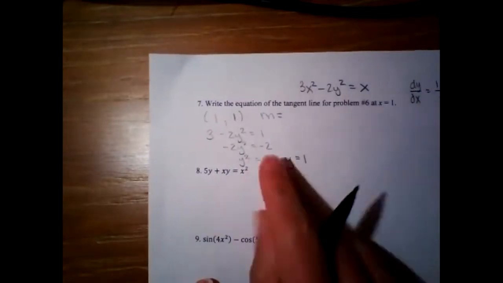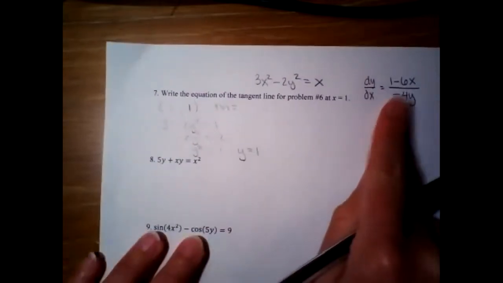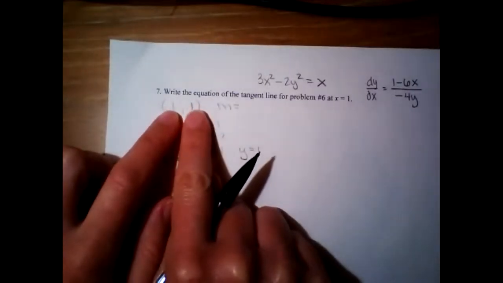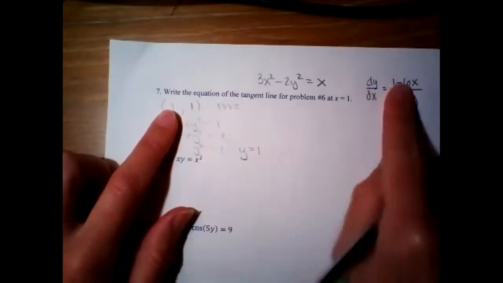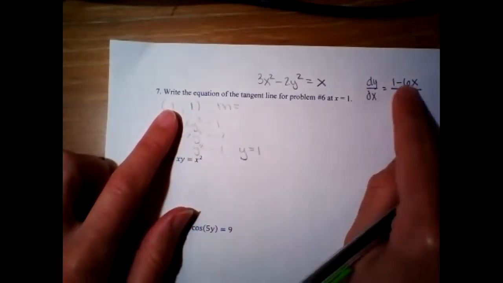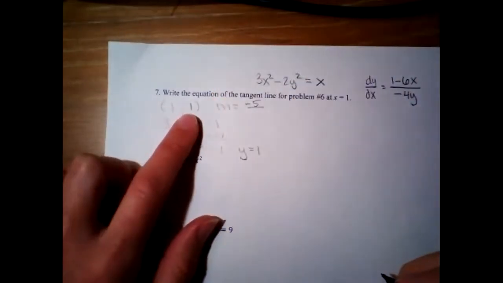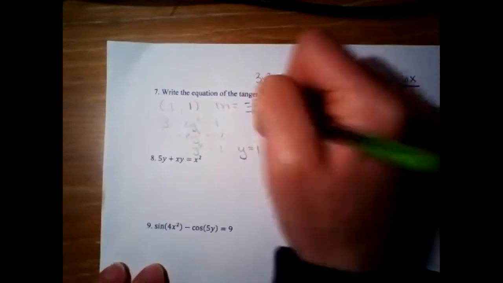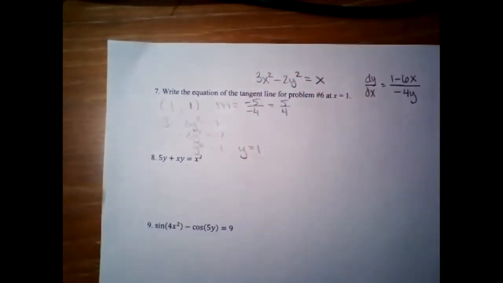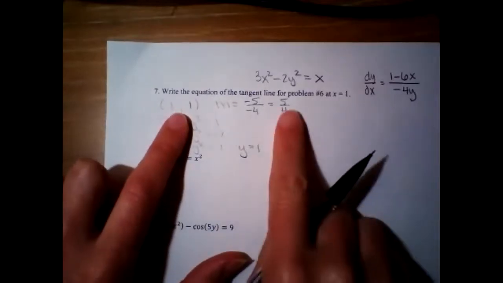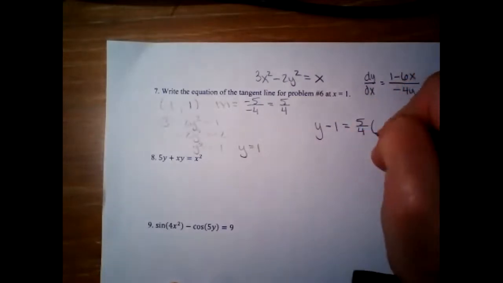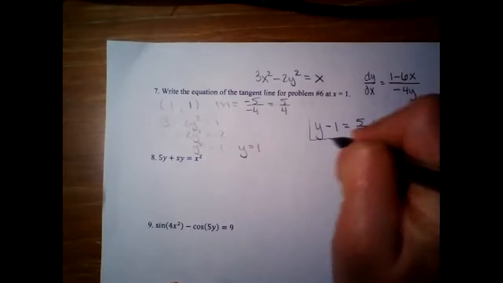All right, so that's our point. Slope comes from the derivative. Remember, derivative means slope. So here's our derivative. So we're going to plug in 1 for x and 1 for y to get our slope. So the numerator, if I plug in 1 for x, that's going to give me 1 minus 6. That'll be negative 5. And if I plug in 1 for y, that'll give me negative 4. And so the negatives are going to cancel, so 5/4. And so this is the point, this is the slope, and we'll just put it together into the equation. y minus 1 equals 5/4 times x minus 1.